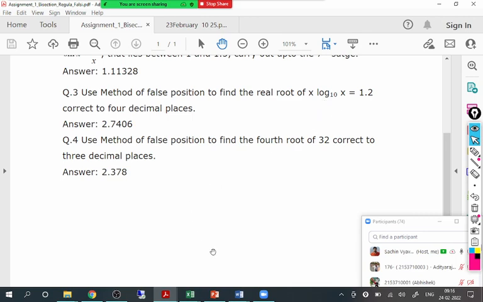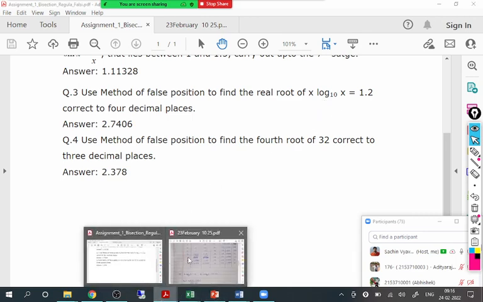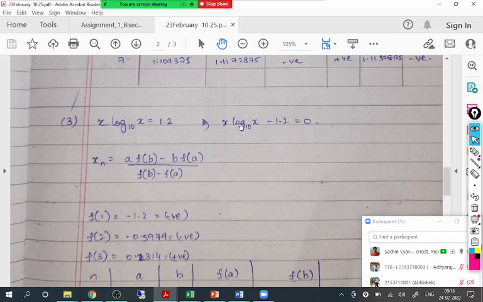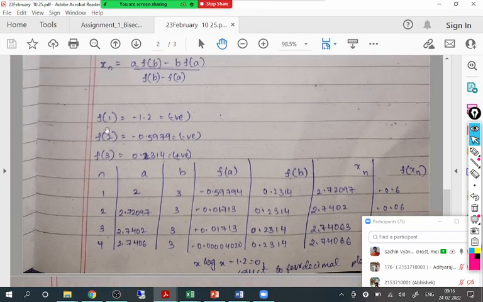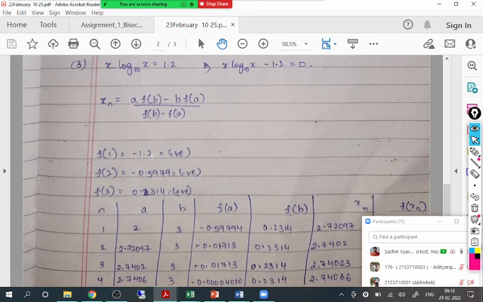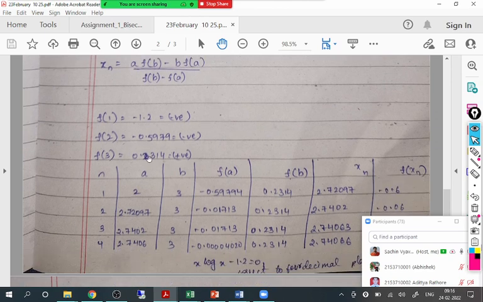So for the false position method, let me see how it was completed. So x log x, yes, x log x minus 1.2. So xn is a f of b minus b f of a upon f of b minus f of a. See, he checked f of 1. F of 1 comes negative. F of 2 comes negative. But f of 3 is positive. Okay. Now we have to use the log button from the calculator because it is base 10 for calculation purposes. And as f of 2 is negative, f of 3 is positive, a, b are taken as 2 and 3.